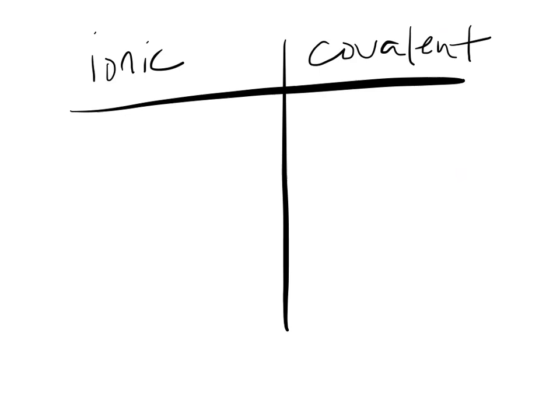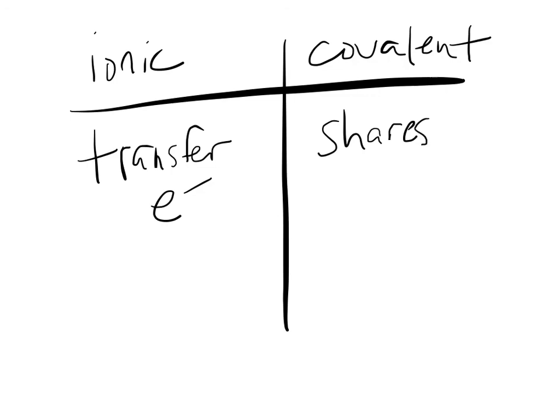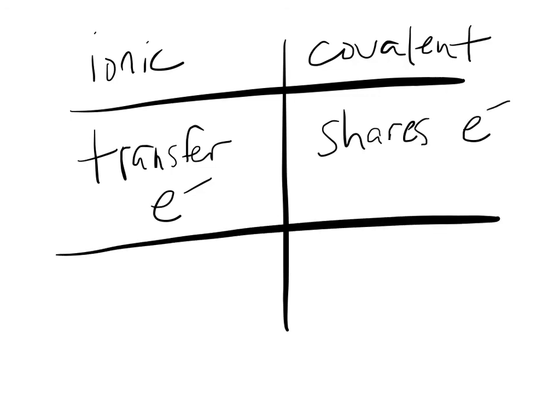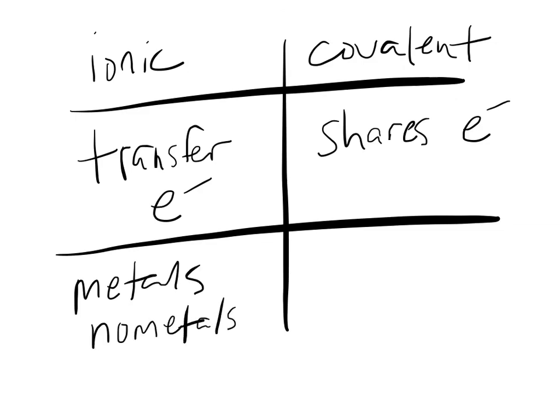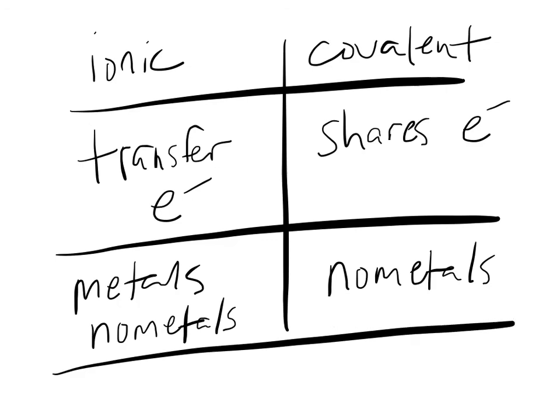So to sum it up, ionic transfers electrons. Covalent shares electrons. Ionic occurs between metals and nonmetals. And covalent occurs between nonmetals only. But both of them are an effort to fill the outer shell.